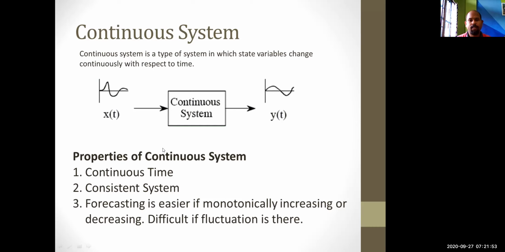Some properties of continuous system: a continuous system is based on continuous time. A continuous system is to some extent consistent. A continuous system can be forecasted very easily if it is monotonically increasing or decreasing. But the forecasting will be difficult if fluctuation is there, if there are variations.